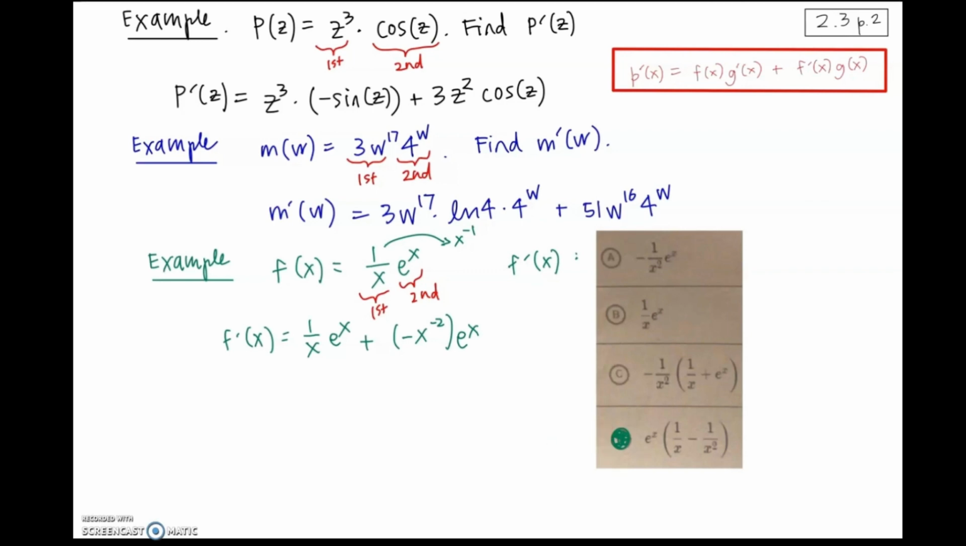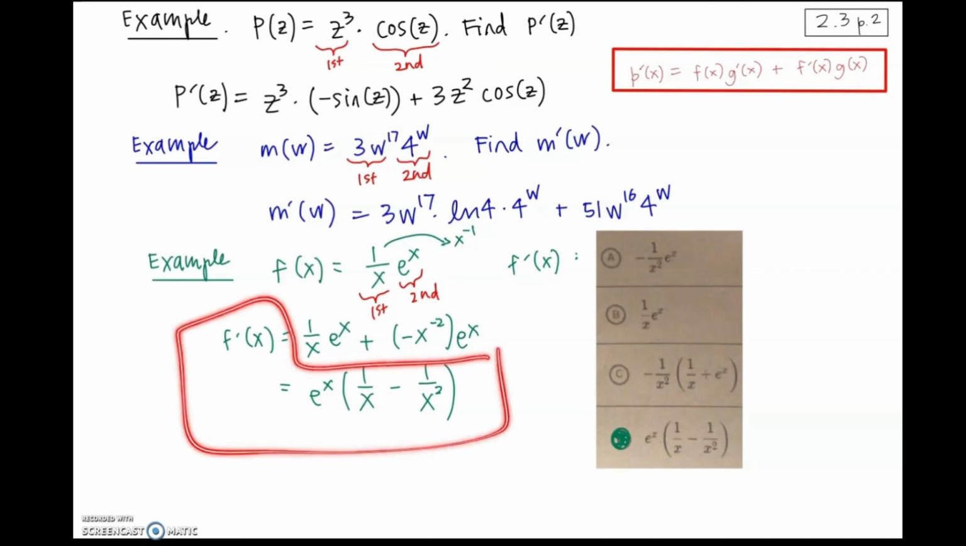Well, each part does have an e to the x in it, so we can factor out an e to the x out front. So that would equal e to the x, and what gets left behind is a 1 over x minus 1 over x squared. And that's exactly what this looks like. So this is the derivative of f of x.